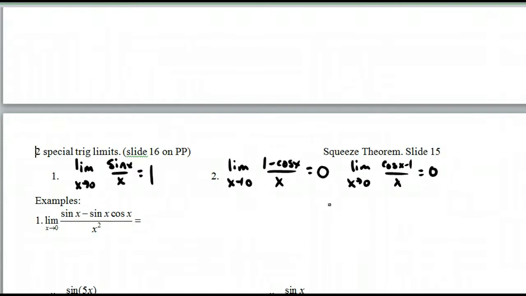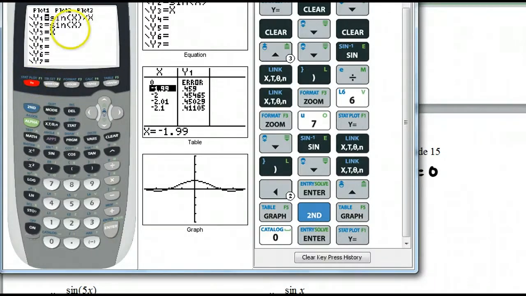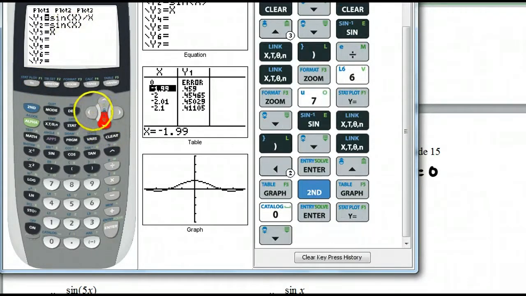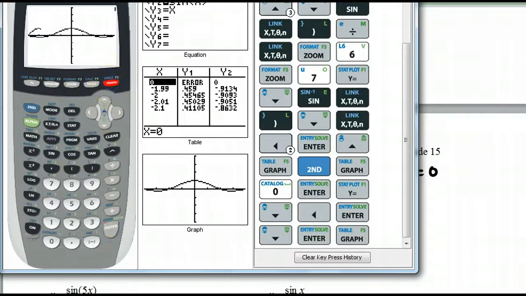So if you graph those, that's what happens. You can prove this one with the squeeze theorem, and they show it in the book. I think the best way to see it is with the calculator, though. If I graph both sine of x and x, and you zoom in and look very, very close to 0.